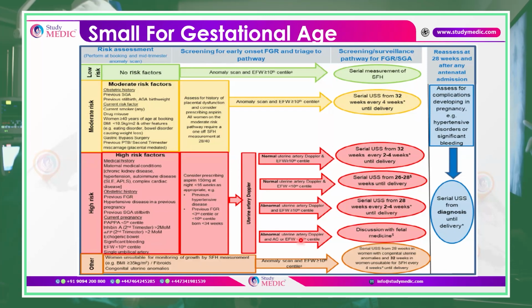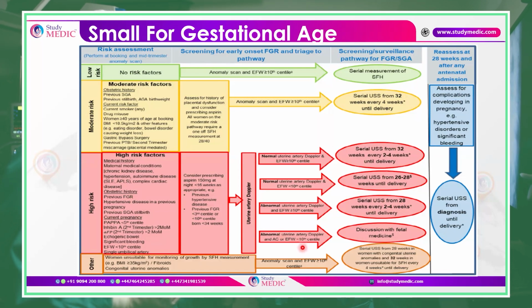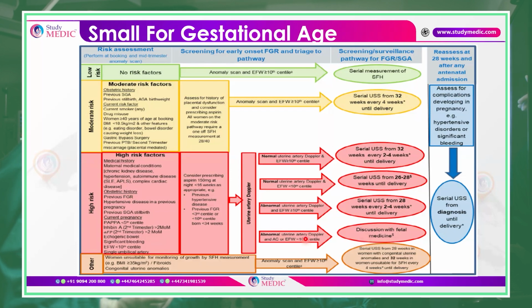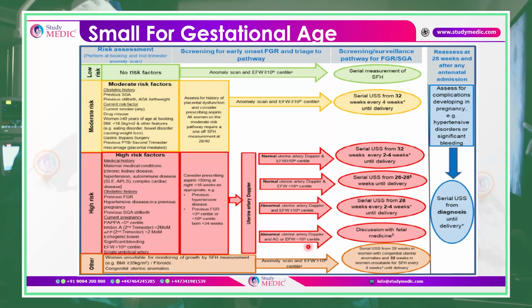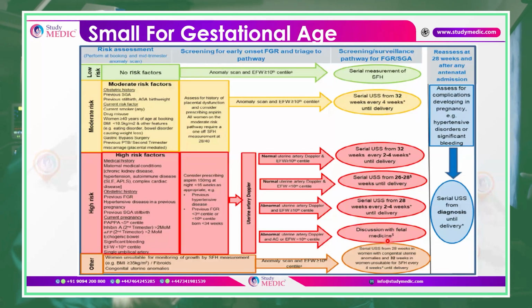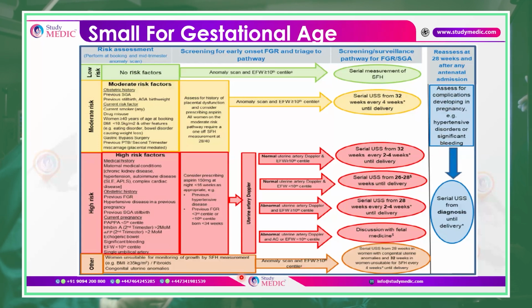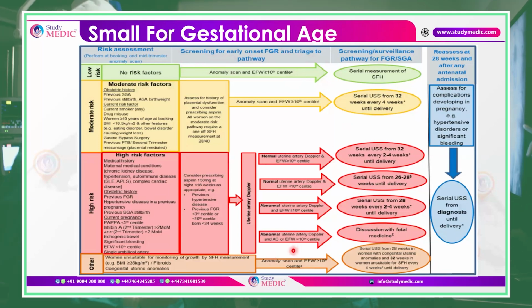And if the uterine artery Doppler is abnormal, and also abdominal circumference and estimated fetal weight are less than 10th centile, you will discuss that with the fetal medicine unit. For the patient, reassessment is done at 28 weeks, and then you will decide how to go about the serial scans in those patients when you are doing the risk assessment. So that is also very, very important.